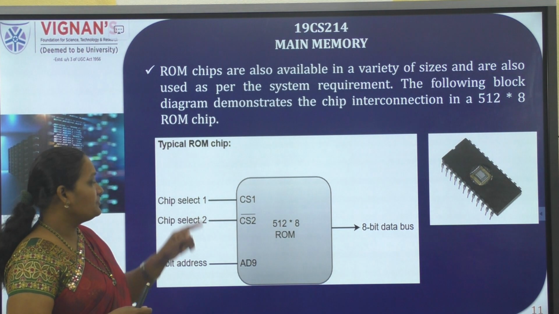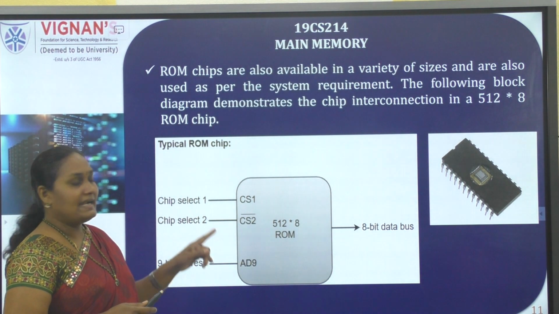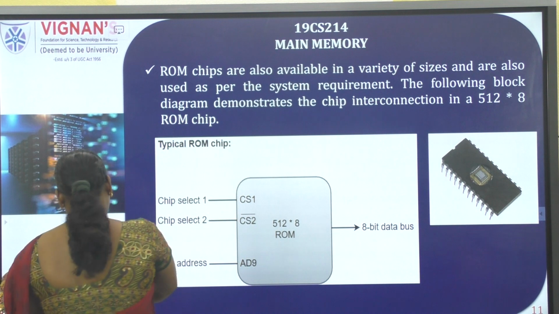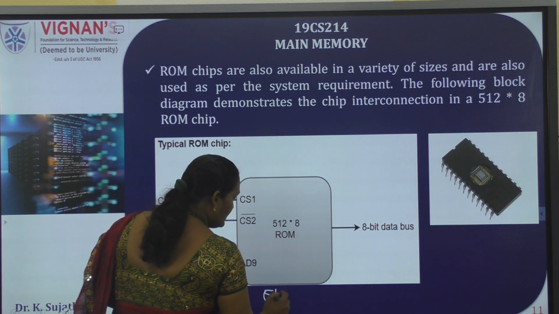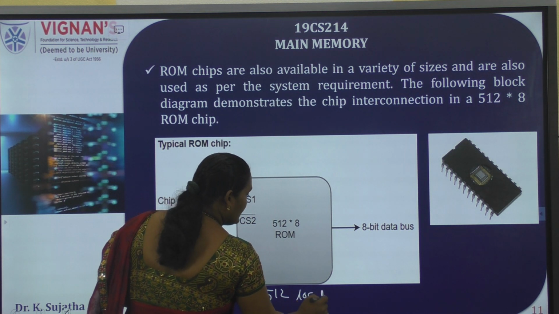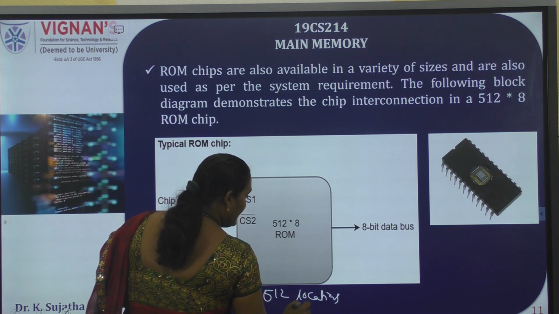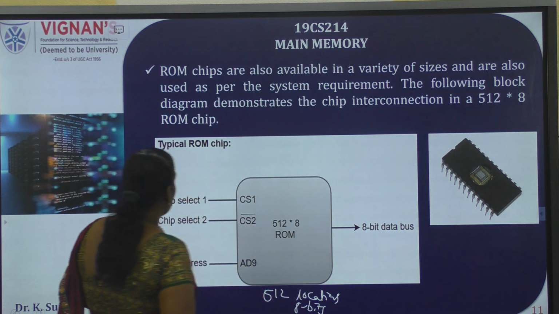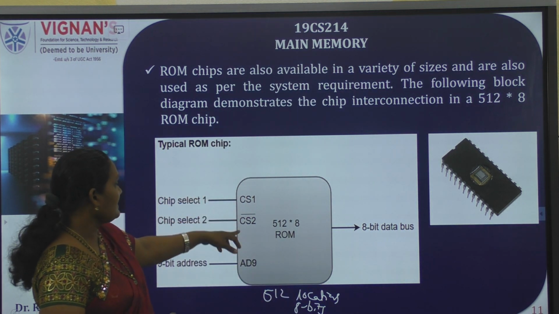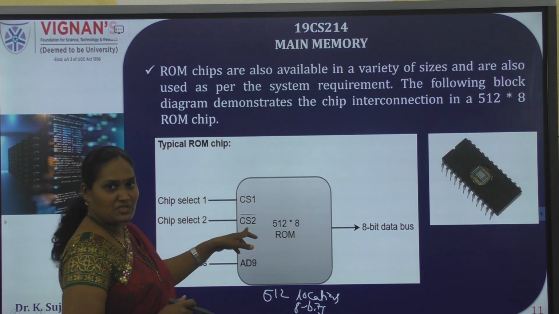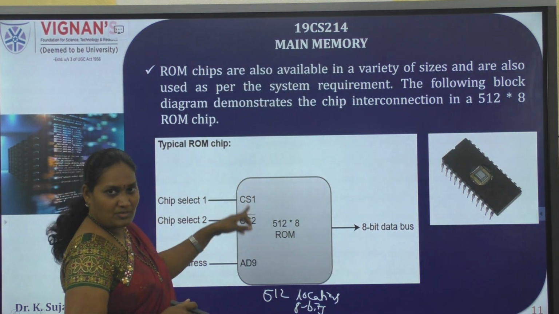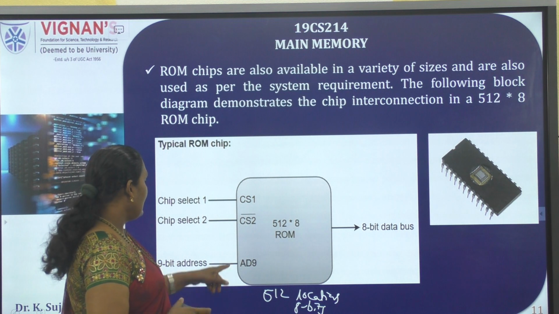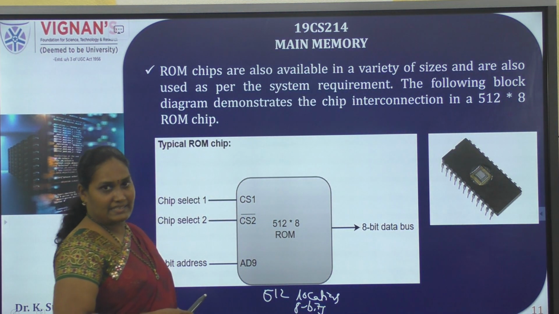It has 512 locations, and each location can hold 8 bits of data. It has two selection inputs, CS1 and CS2 bar, and it is connected to a bidirectional data bus.